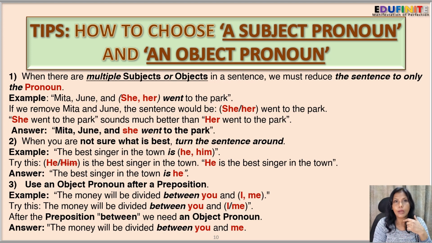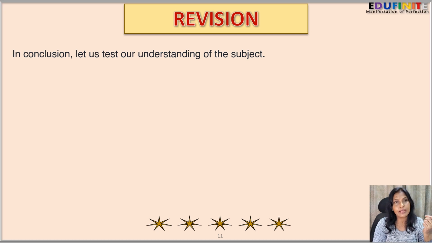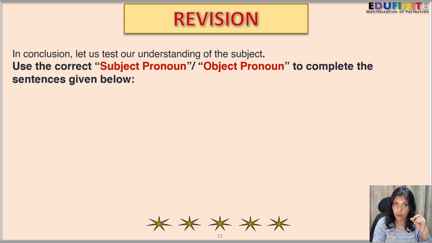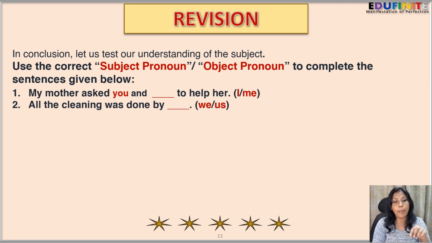Next. Now let's do some revision. In conclusion, let us test our understanding of the subject. Now use the correct subject pronoun or object pronoun to complete the sentences given below. Number 1. "My mother asked you and blank to help her." I or me. Next. "All the cleaning was done by blank."